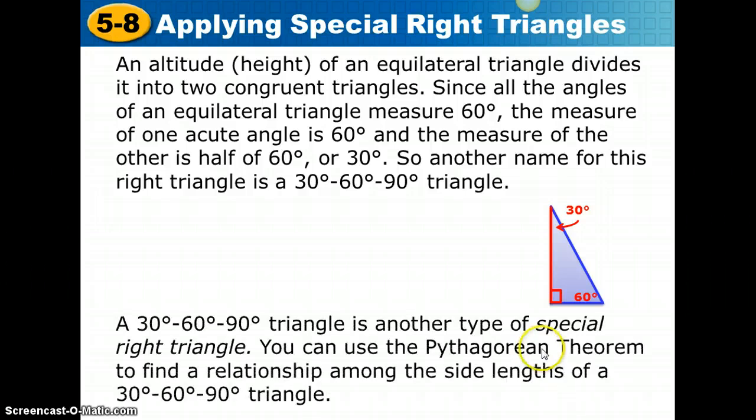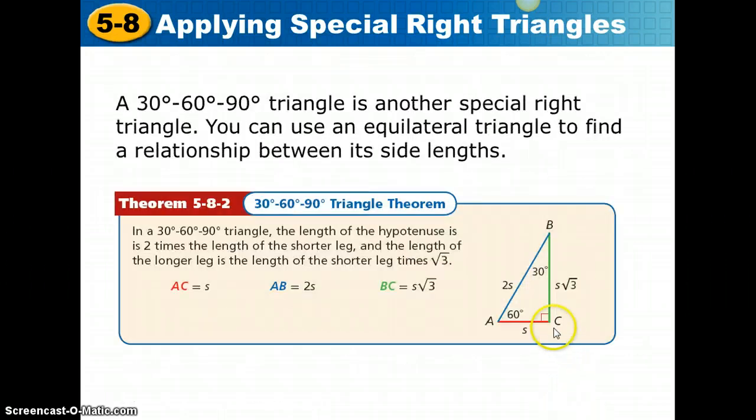All right, and we can use the Pythagorean theorem to find a relationship among the side lengths of a 30, 60, 90 triangle. You'll remember that I did that in class, and so we'd get the relationships of the sides to be this. Remember, we took an equilateral triangle and we cut it in half. So the short leg of a 30, 60, 90 special right triangle, if we call that S for the side length, we can call the hypotenuse twice that, 2S. Then by using the Pythagorean theorem, you'll remember that we got the longer leg is S times the square root of 3.